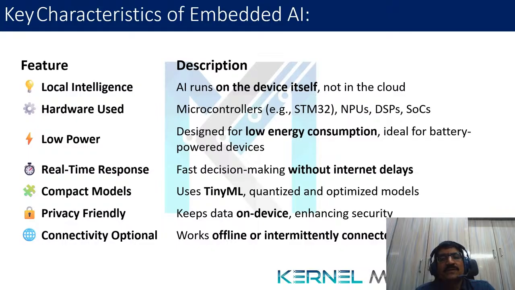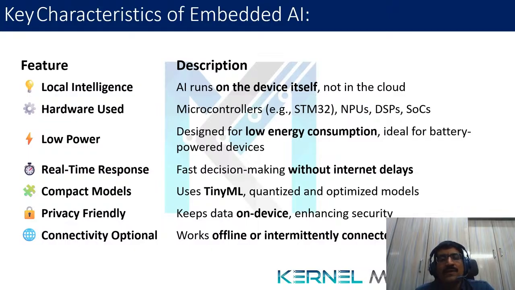Local intelligence. Because it is local, it does not communicate with the cloud server. Maybe it should work even without internet someday. So AI runs on the device itself, not in the cloud. So it has very fast access and responsiveness. That real-time response is very fast because it is local only.